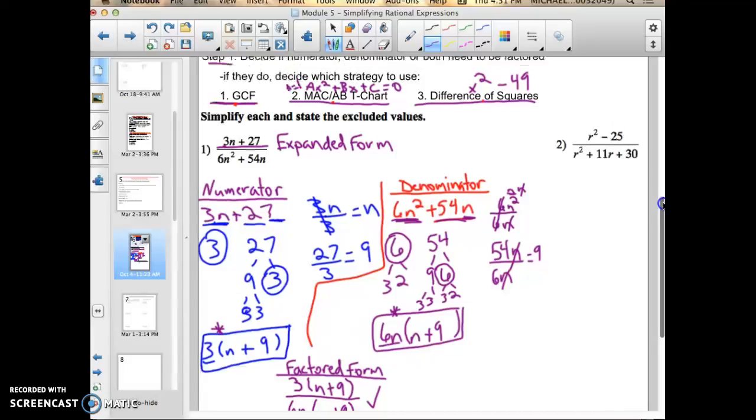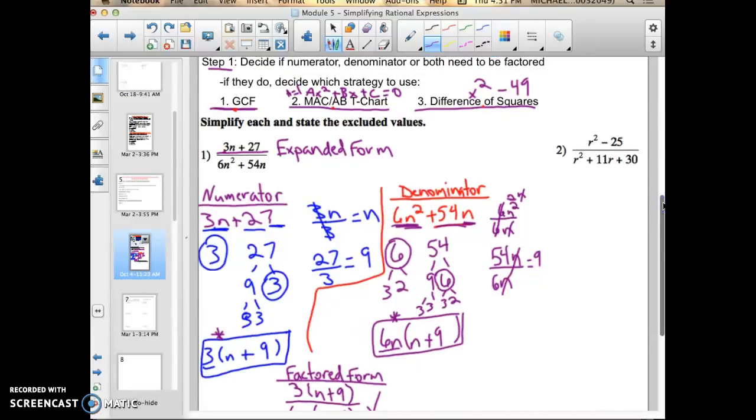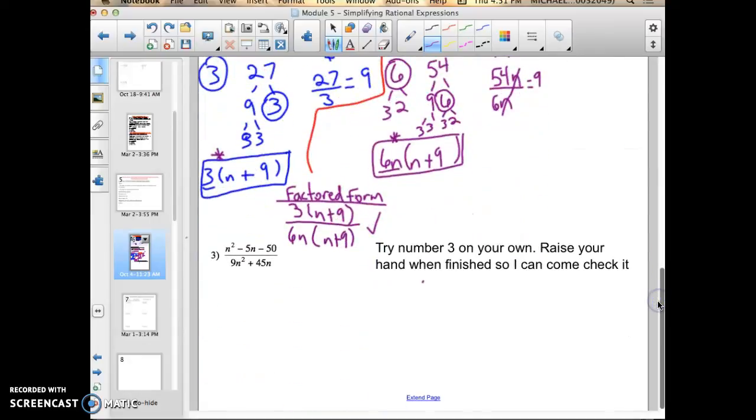And so go ahead and try. I know I didn't leave you a lot of room for number 2. If you need to show your work on a separate sheet of paper, that's fine. But try part 1 on numbers 2 and 3. So this should say try numbers 2 and 3, part 1. And then raise your hand when you are done so that I can come check your work.